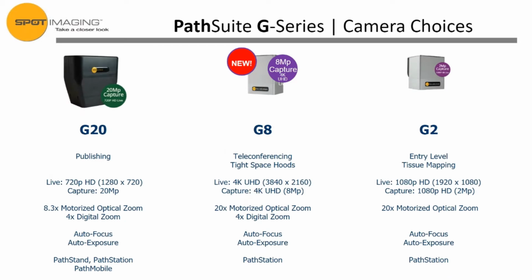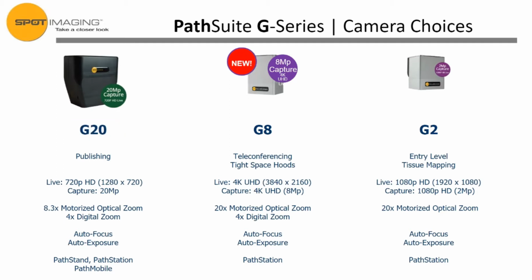On these systems, we have different cameras, so we're not a one-trick pony. Starting off, the G20 system is very much targeted at publication quality imaging. It provides you a live preview of 720p HD resolution and a capture of 20.3 megapixels, I think is the actual number. It's got an 8.3x motorized zoom plus 4x digital zoom, autofocus, auto exposure, and you can find that currently on all the systems, the PathStand, the PathStation, or the PathMobile.